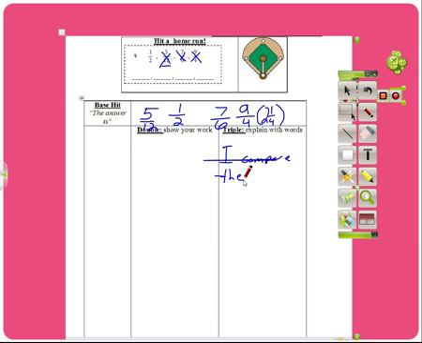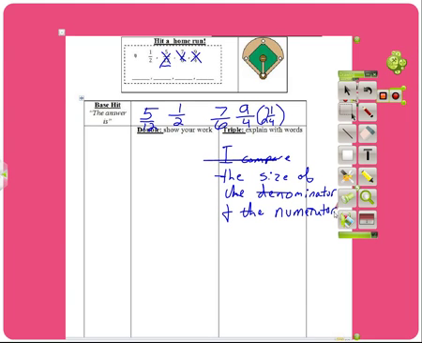I compare the size of the denominator to see how big the fraction actually is. What's the other number in the fraction? The numerator, which is the top number, which you can also use to determine how big the fraction is. Okay, so I compare the size of the denominator and the size of the numerator.